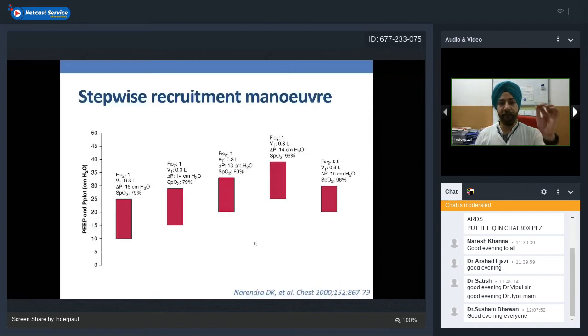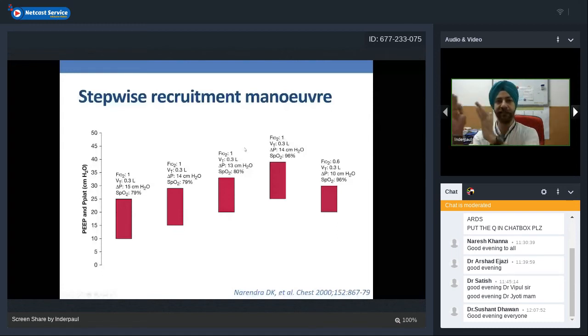And apart from giving a sustained pressure, you can also do a recruitment maneuver by gradually increasing the PEEP. So here you see the PEEP is being gradually increased, keeping the tidal volume static and increasing the PEEP gradually, so that you are able to maintain a good saturation at a lower PEEP. Okay, so this is how you do a stepwise recruitment maneuver.